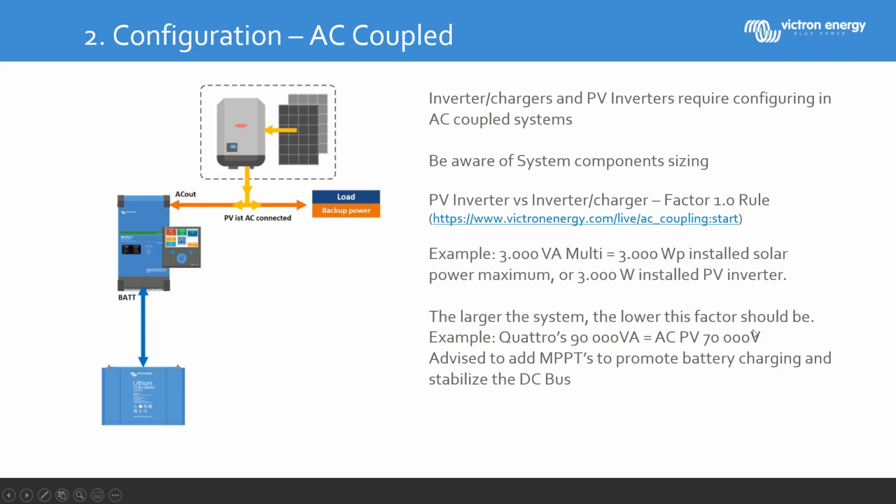Also, something really important for bigger systems: we advise to work with a lower factor than the factor 1 rule, probably around a factor 0.8 or 0.75 rule. So, for example, with a big system, a Quattro 90 kVA system, we advise to not exceed 70 kilowatt for the AC coupled PV power. If you have more power to install, you use MPPT, and it will charge the battery faster and stabilize the DC voltage. Next one.